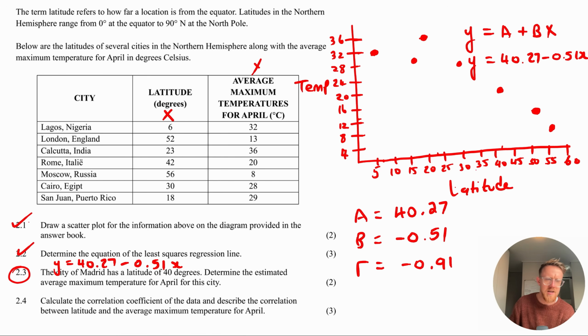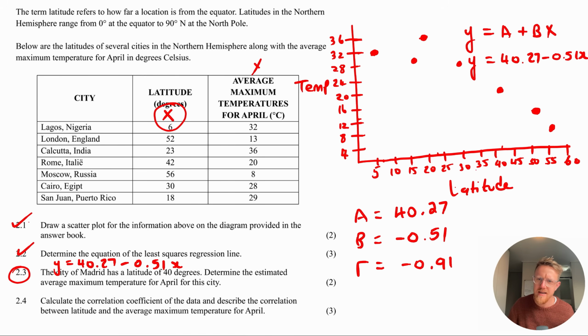Now this one says, the city of Madrid, do they have Madrid over here? No, they don't. Okay, has a latitude of 40. Determine the estimated average temperature. Okay, so pretty much we can now take this equation. Just remember that x is your latitude, y is your temperature. So they've given us the latitude of 40, so we plug in 40 as an x value.